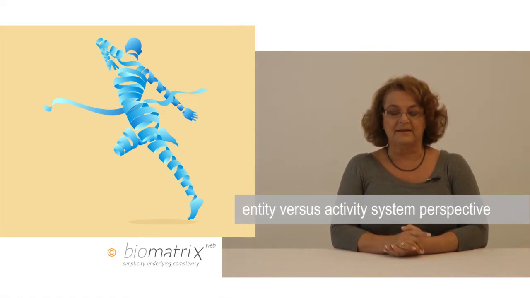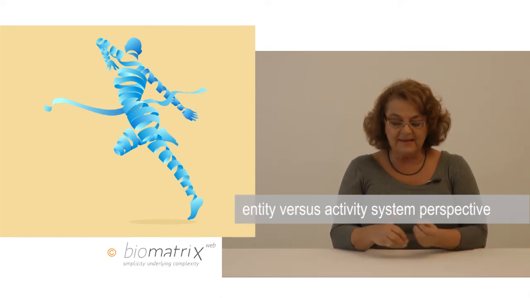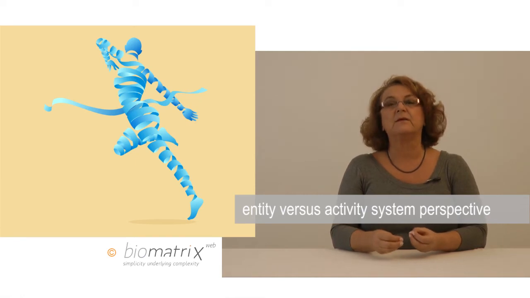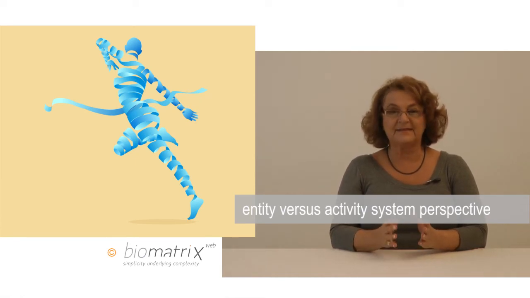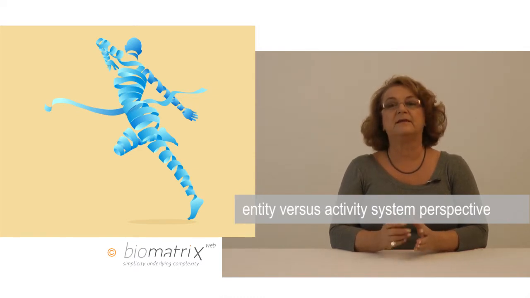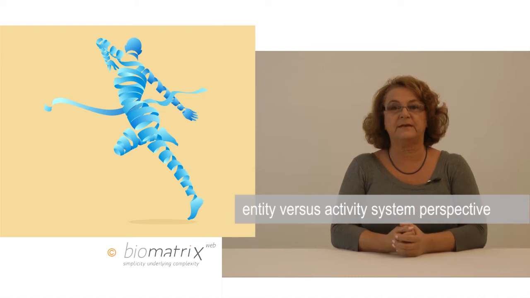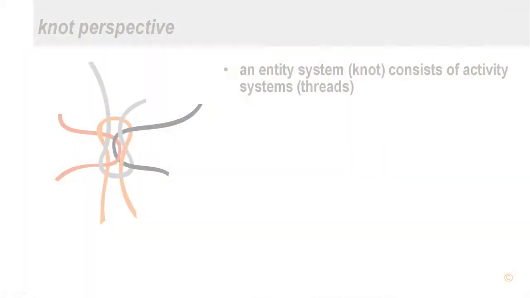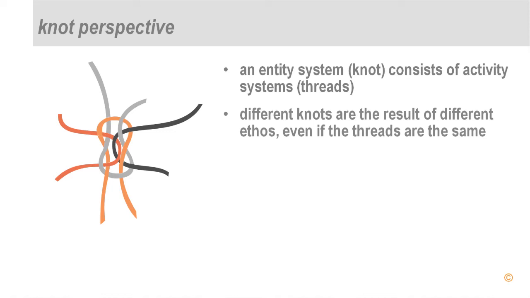The importance is that the threads are always the same. It is their interfacing, their interaction, which is different. In other words, the substance is not determining the quality of the knot. It is the pattern of organization that determines what the quality of the knot is going to be. So different knots are the result of different ethos, different information, even if the threads are the same. What is the relevance of this?